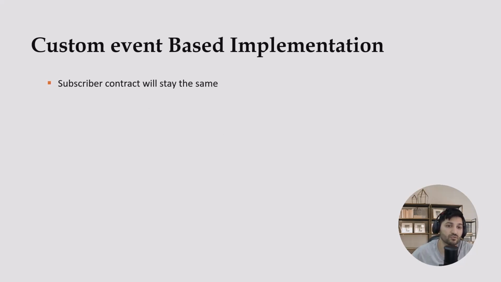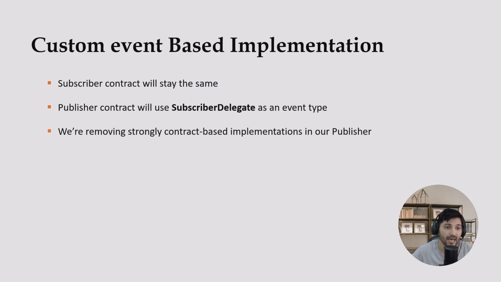So we have subscriber and publisher. For the subscriber, we're not going to change the signature from our previous implementation. For the publisher, we're going to use the subscriber delegate as an event type. And we are removing the strongly contract-based implementation. Our publisher, we already did it. And the last thing is for the subscriber implementation, we need to do some minor changes.